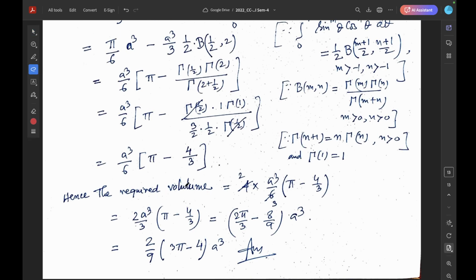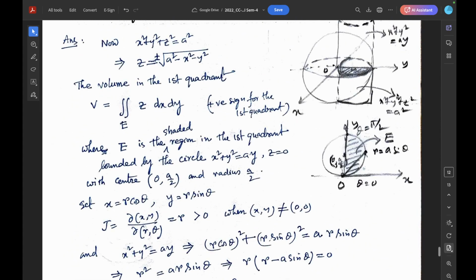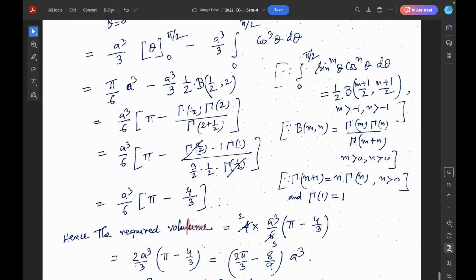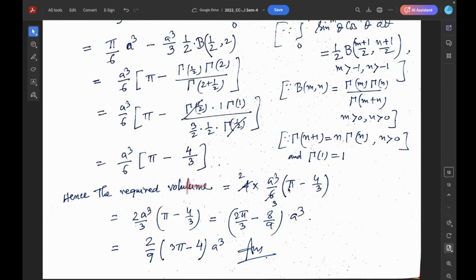Hence the required volume is (a³/3)(π − 4/3) for the first quadrant only. We also get the lower quadrant below the first quadrant, front side and back side. So the total volume is 4 times this, and after simplification we get (2/9)(3π − 4)a³.